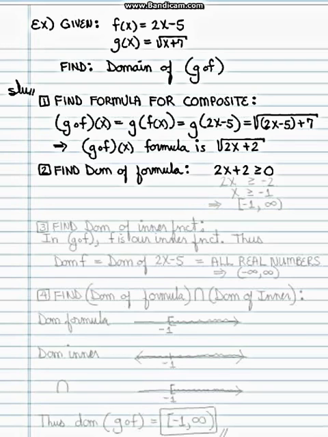That's what we have to have, because if it's less than 0, it would be negative, and we can't take the square root of a negative number. Now we subtract 2 from both sides. We get 2x is greater than or equal to negative 2, and then we divide both sides by positive 2. We get x is greater than or equal to negative 1. And that gives us the following domain of the formula: everything from negative 1, including negative 1, to positive infinity. So that's the interval notation for the domain of the formula.